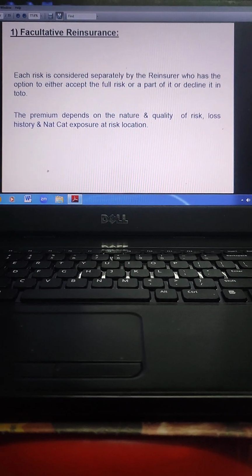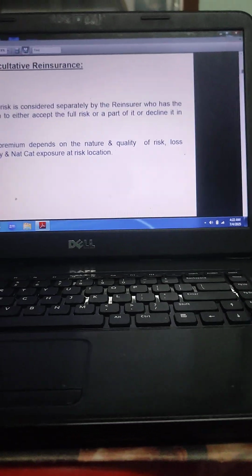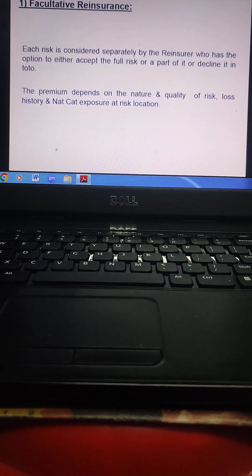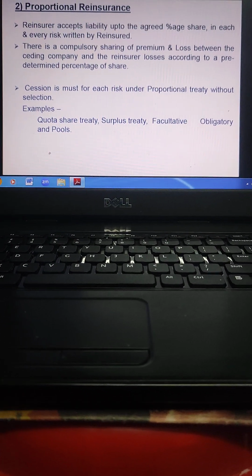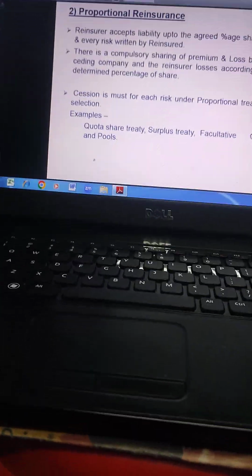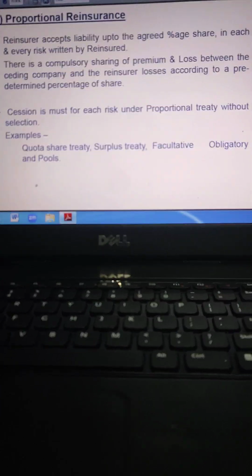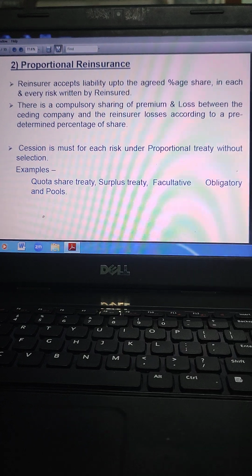Facultative reinsurance stands for each risk being considered separately by the reinsurer, who has the option to either accept the full risk or a part of it, or decline it in toto. The premium depends on the nature and quality of risk, loss history and net cat exposure at the risk location. In proportional reinsurance, a reinsurer accepts liability up to the agreed percentage share in each and every risk written by the reinsured.